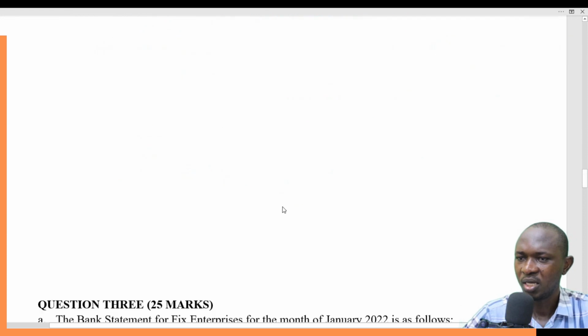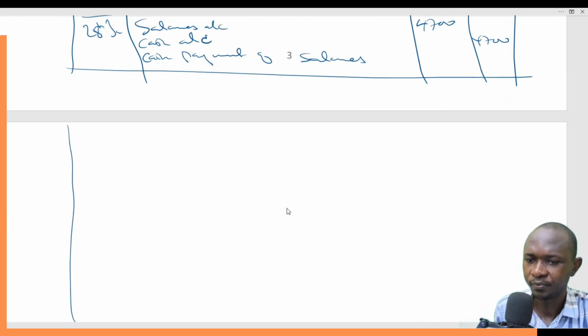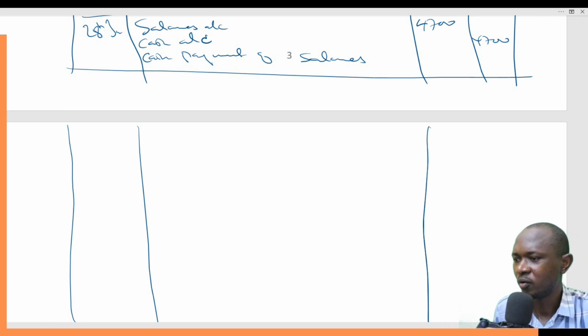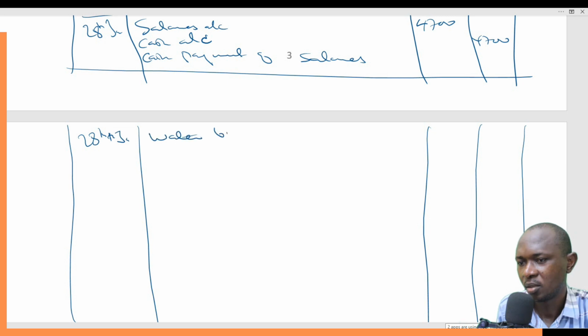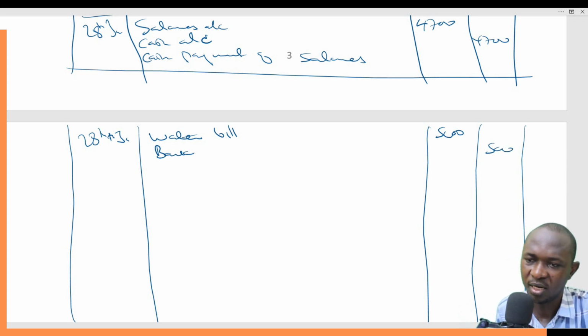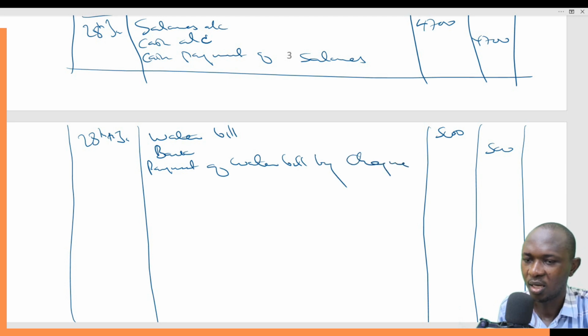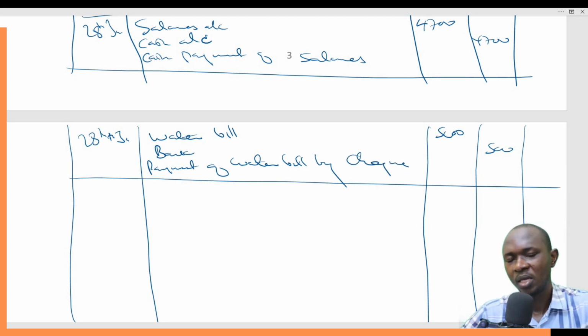Then on the same 28th, we have water bill that was paid by check. So we'll simply come here and say again 28th January, water bill on a debit side 500, and then bank, it was paid by check, bank 500. So then you put a narration, payment of water bill by check, and you'll be good to go. Water bill is an expense, expenses you debit, bank reduced by 500, so we credit. We said a reduction in asset, you simply credit.